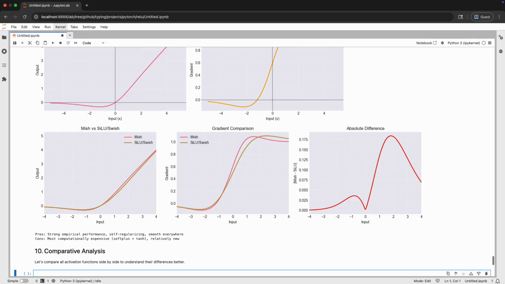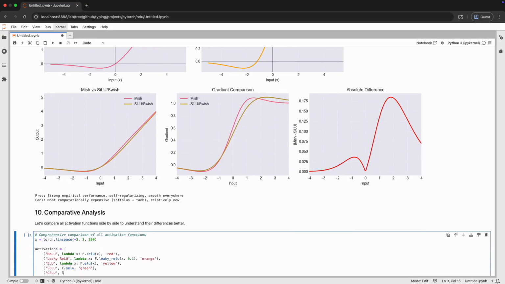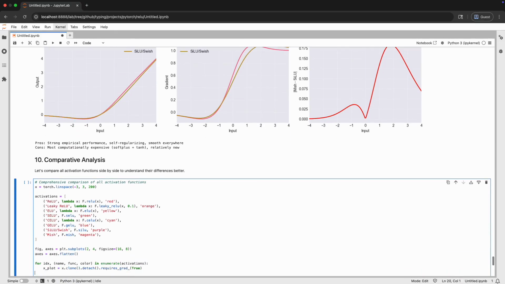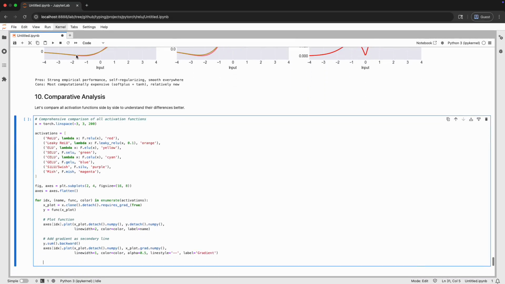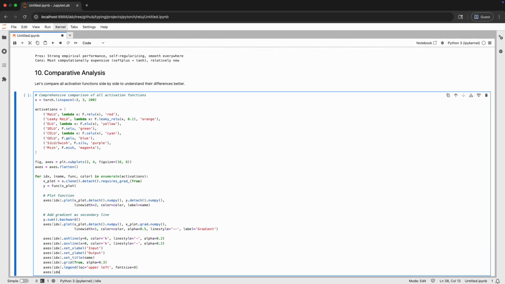Now let's do a comprehensive comparison of all activation functions side by side. This will help us understand their differences and relationships at a glance. Utility code. I'm creating a grid showing all 8 activation functions with both their outputs and gradients. This comprehensive view allows us to compare shapes, smoothness, and gradient flow characteristics across all the functions we've studied.